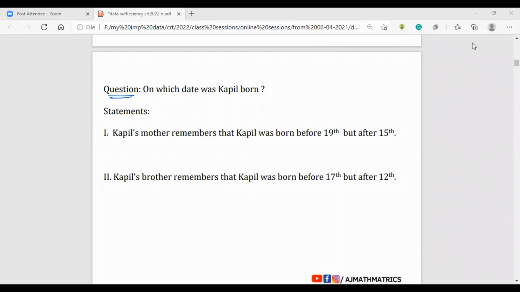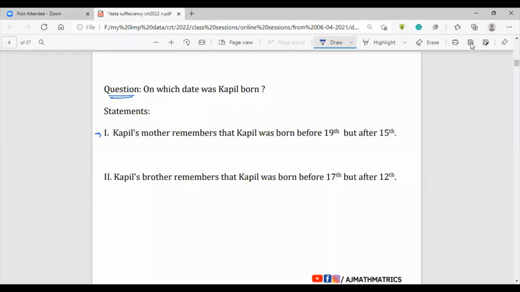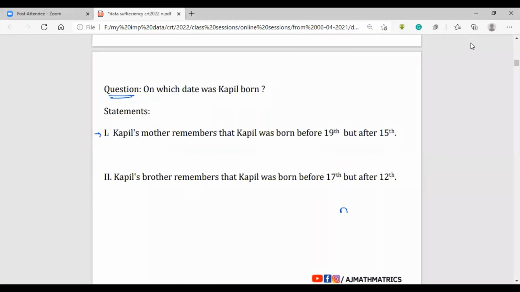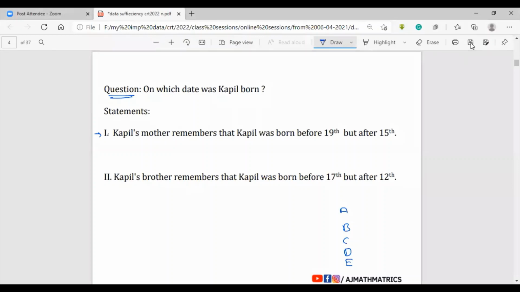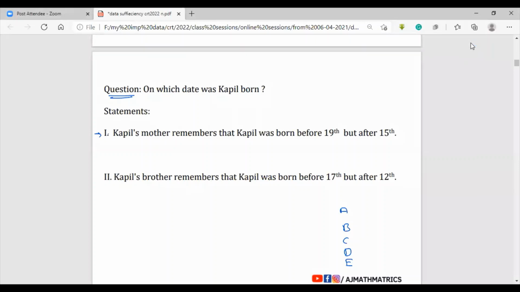The question is given, followed by the statements. Now, observe the first statement. Now let's write the options here. So the options are A, B, C, D, E. A, B, C, D, E are the options, and finally our intention is to pick the correct option.